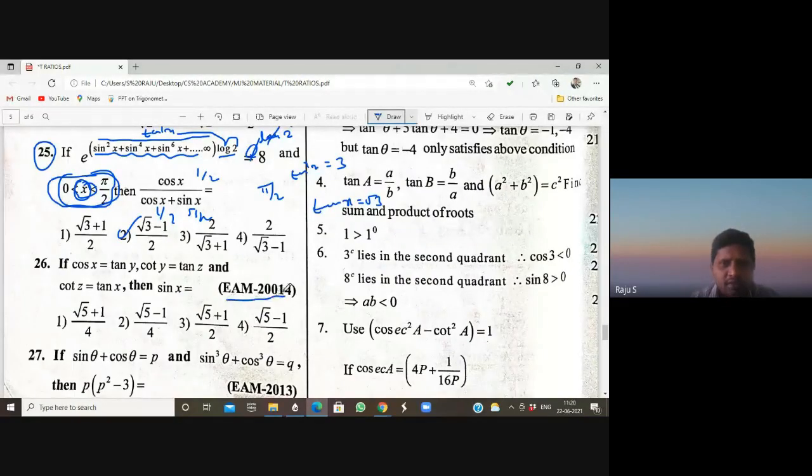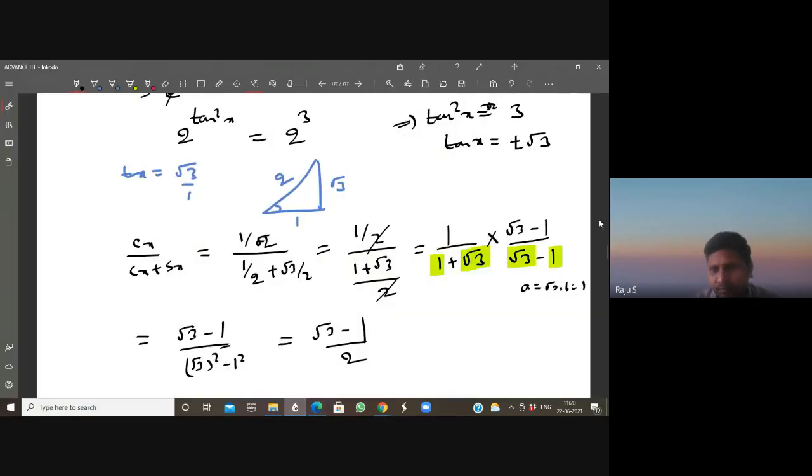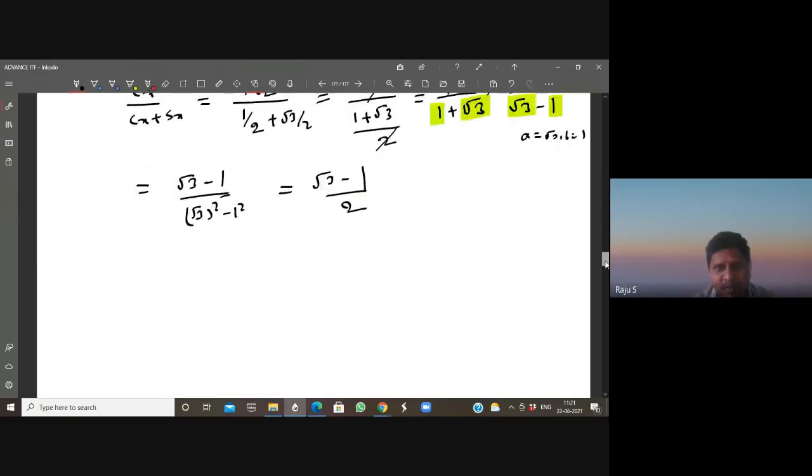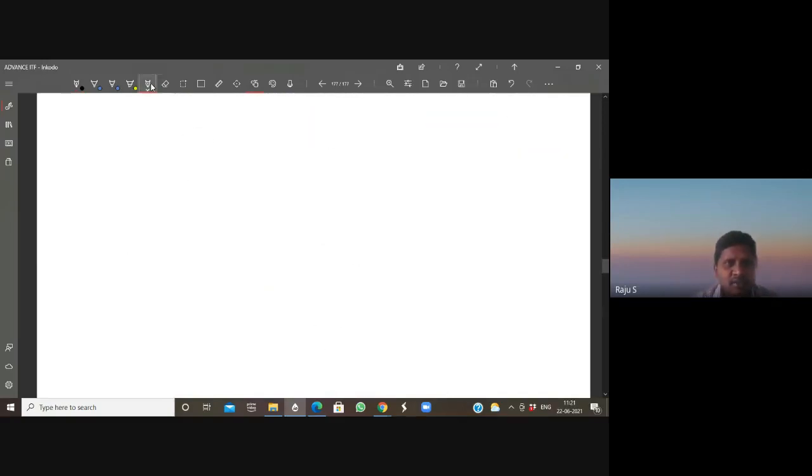This question was asked in 2014, right? Cos x is equal to tan y, cot y is equal to tan z, then cot z is equal to tan x, and what is sin x? They asked the sin x value. Can you try? First, what are the given conditions? Tell me once.